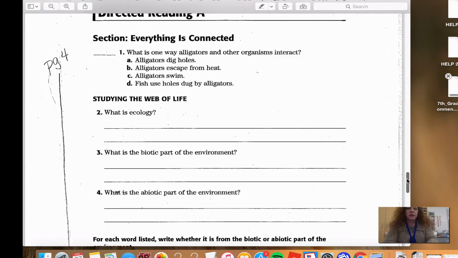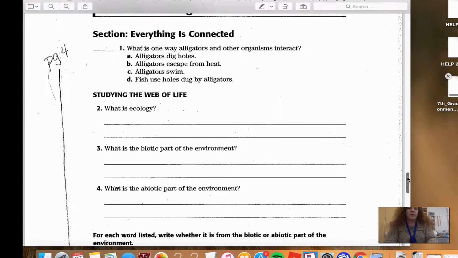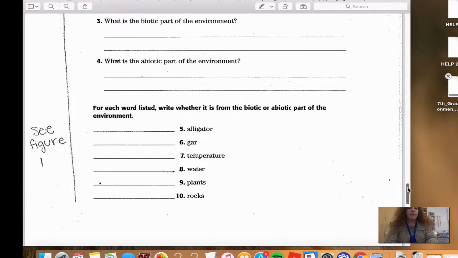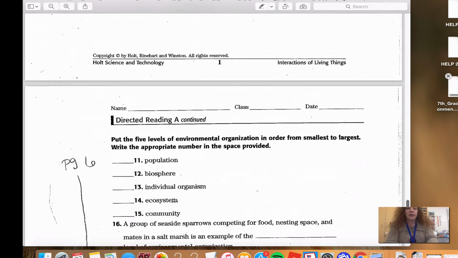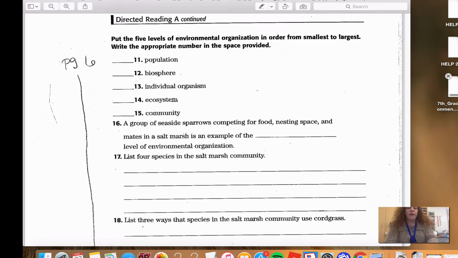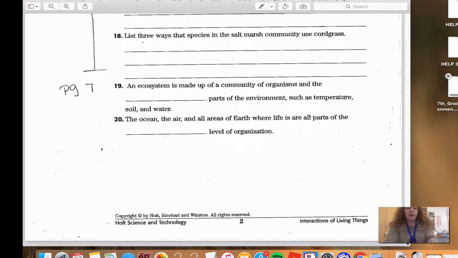Pre-questions are how do alligators and other organisms interact? What is ecology? What is the biotic part of the environment? What is the abiotic part of the environment? And then they're going to give you a list of some different items, and you're going to have to tell whether it's abiotic or biotic. You're going to have to put your 5 levels of environmental organization in order from smallest to largest. And then there are some listing of some different items you're going to need to do.